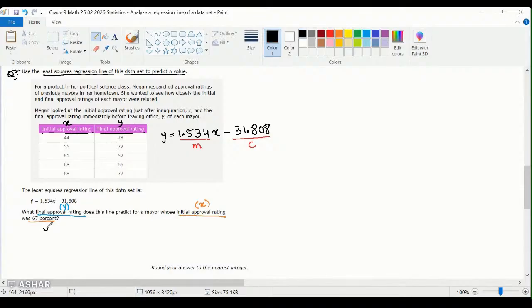Writing down the equation, 1.534 times the value of X minus 31.808. We simply put the initial, that was 67%, 67 into 1.534. That comes out to be 102.778 minus 31.808. And the final answer comes out to be 70.970.